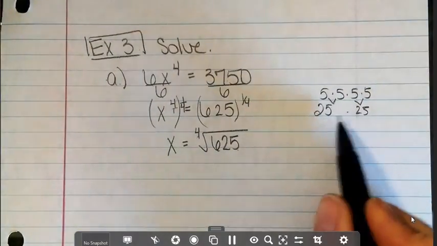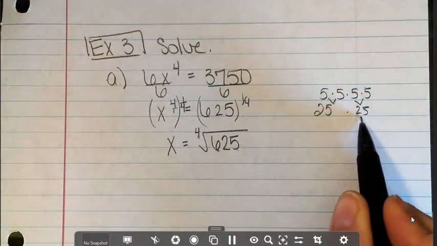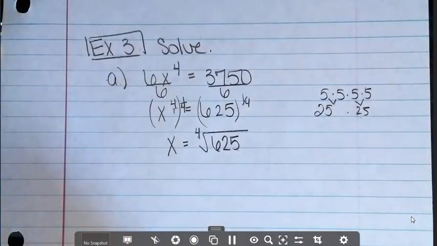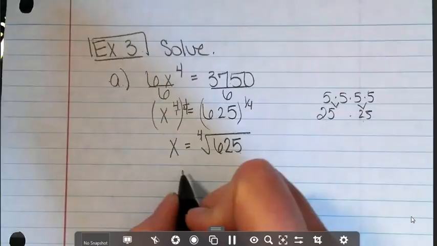And hopefully this is one that you have memorized. 25 times 25 is 625. If not, it's up on the wall in my room, and I would definitely memorize that one.